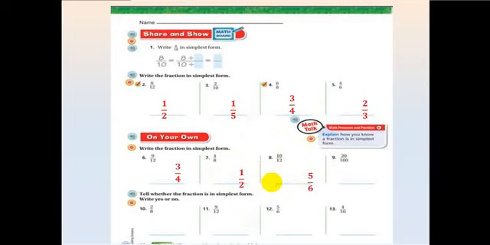5 over 6. 20 and 100. The common factor between 20 and 100 is 20. Okay? We divide by 20 over 20. It will be 1 over 5.